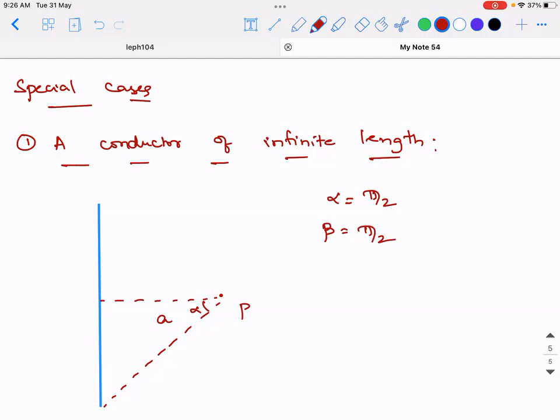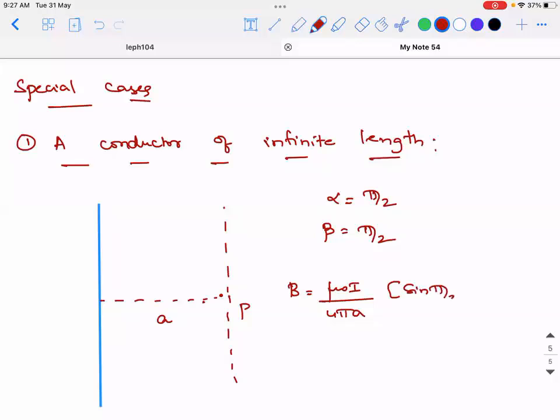Why is it so? Because only parallel lines will be able to meet each other at infinity. So this should also become a parallel line to the conductor, and this will also be a parallel line to the conductor. Now, if this is the case, we know that B is equal to mu naught I divided by 4 pi into A into sin alpha plus sin beta.